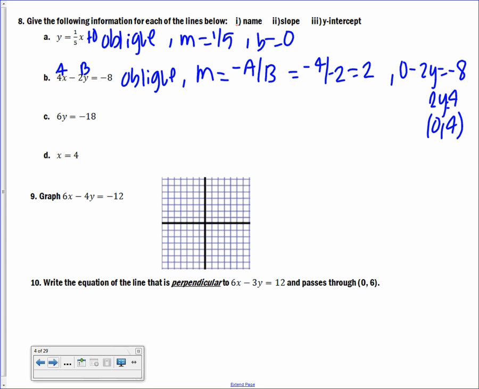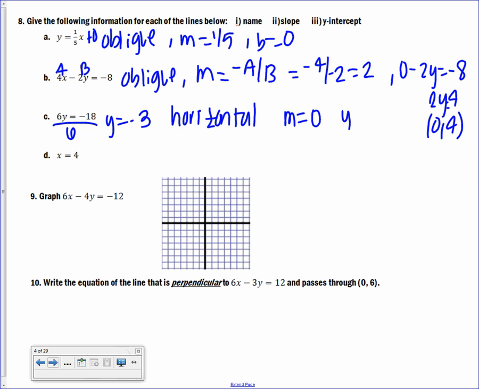Okay. Letter C is, let's divide by 6 first. So we're going to get y to equal -3. Well, y equals is a horizontal line. Okay, again, if you can't remember this, either this is something that goes on your note card or you just graph it on the exam. The slope of every horizontal line is 0.